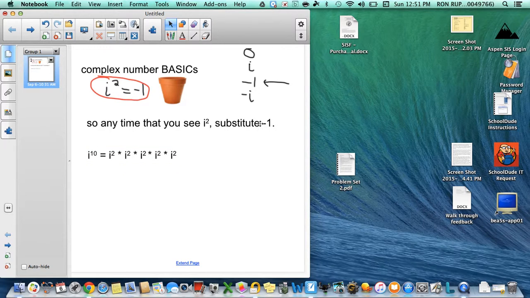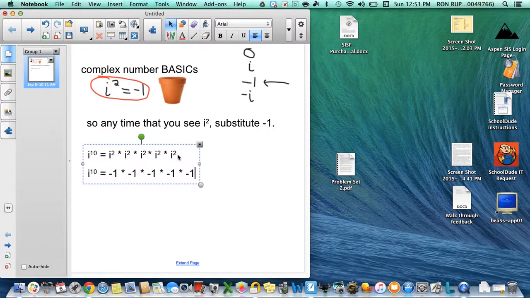Well, what did I just say? When you see i squared, you substitute in -1. So i to the 10th power is really equal to -1 times -1 times -1 times -1 times -1. If we had a calculator, we could plug that in and see that it would equal -1. Or when we don't have a calculator, we can see that -1 times -1 is +1. +1 times -1 is -1. -1 times -1 is +1. And then +1 times -1 is -1.